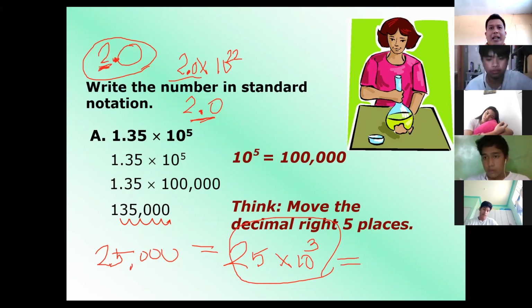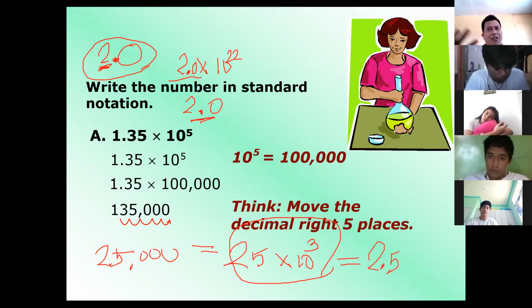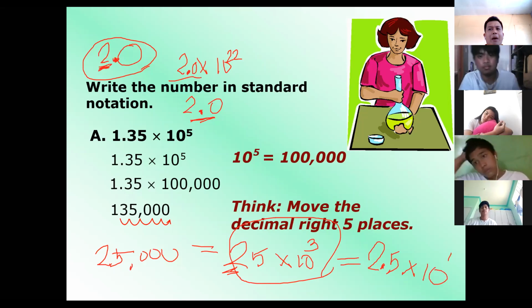To write it correctly, we have to move the decimal point after the first significant digit. As in the rule I said a while ago, move the decimal point after the first significant digit, and that is 2. After that will be the decimal point. There goes your answer, 2.5 times 10 to the power of 4 and not to the power of 3. Yes, sir. Thank you.